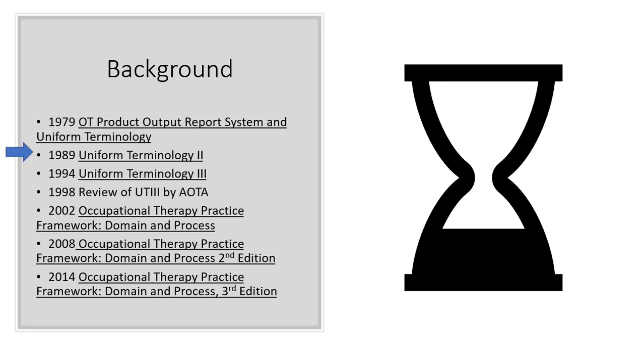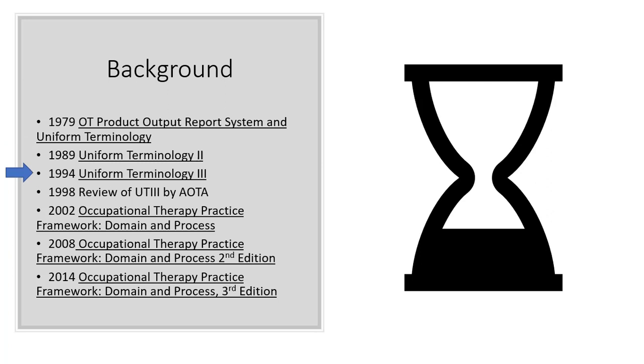The Uniform Terminology number 2. This document expanded on the existing terms, especially the performance areas and components. It was designed to reflect current practice as 10 years had passed since the previous document, and there were newer areas of service and treatments.